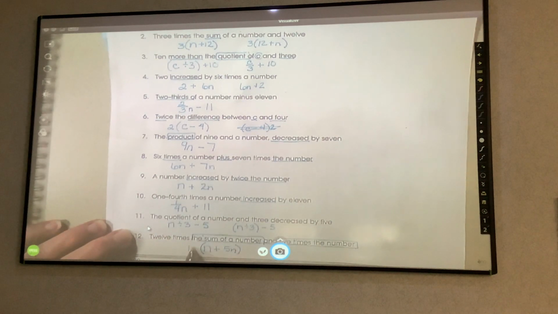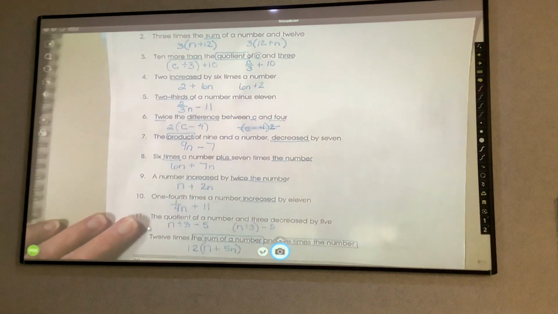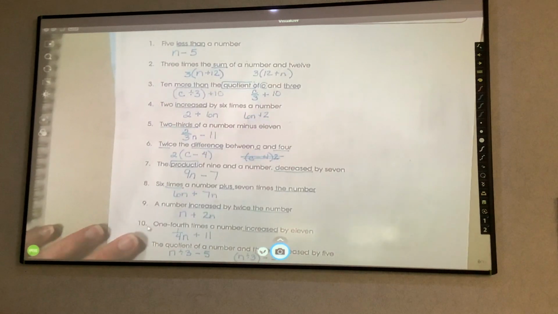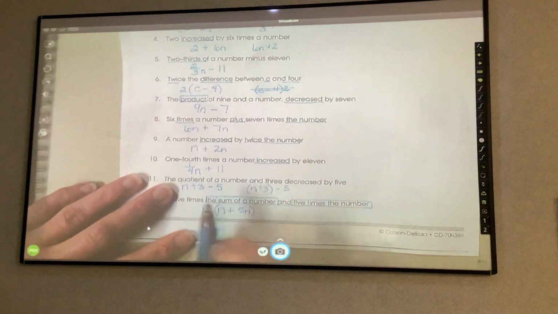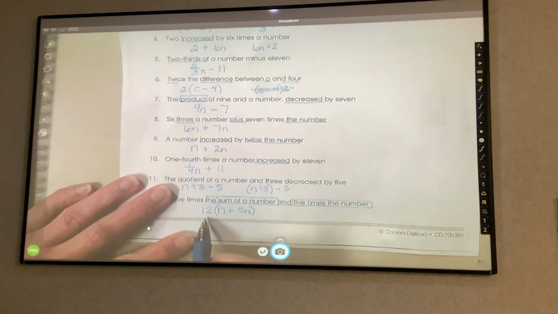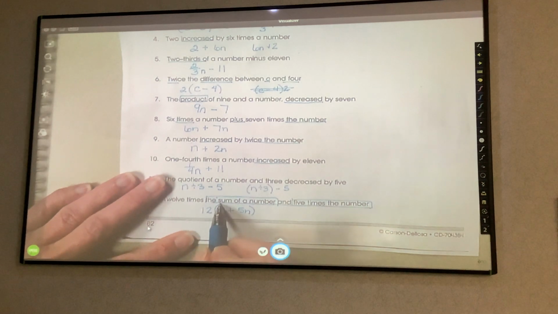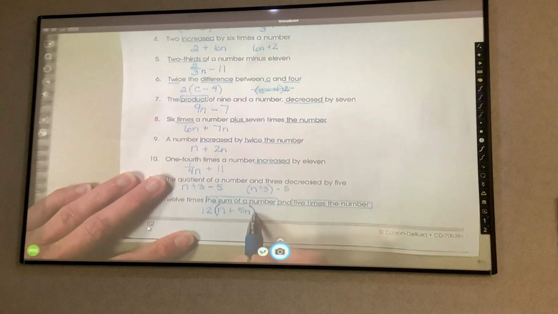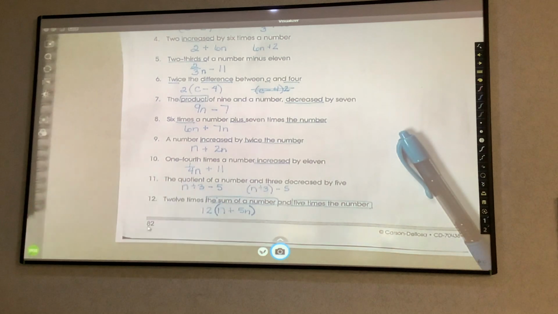So then 12 comes first. Don't put the 12 at the end. And you have the 12 there because it's 12 times, and then you have to have this in parentheses. Make sure you've made corrections and that you submit it to today's bell work.